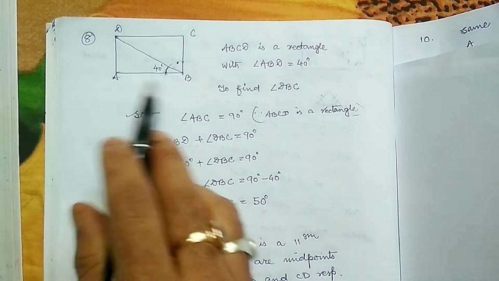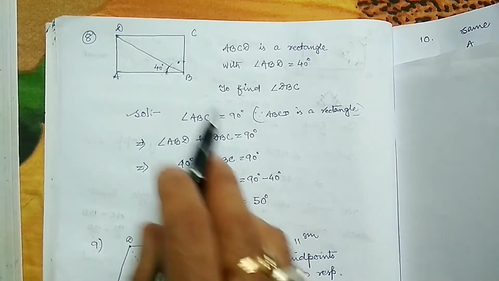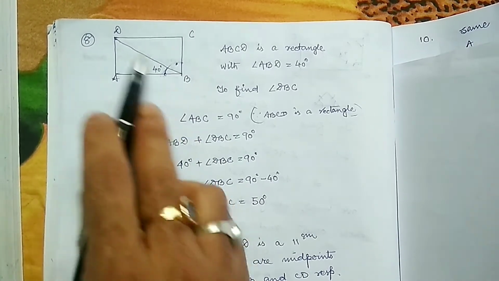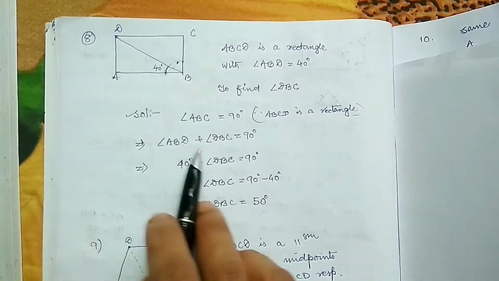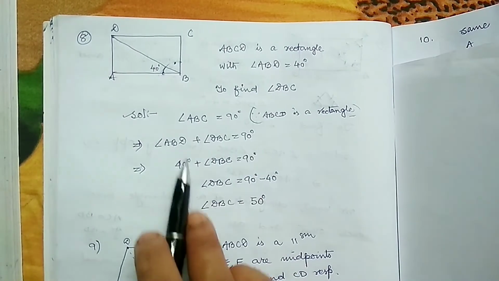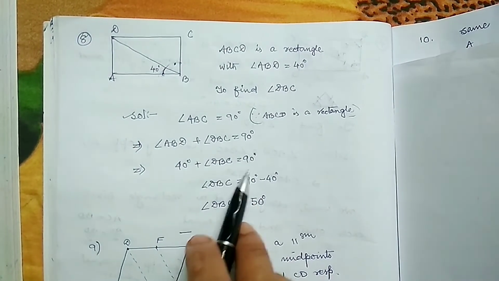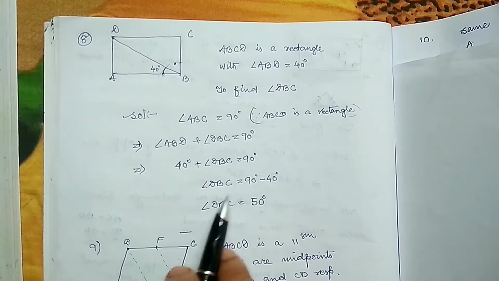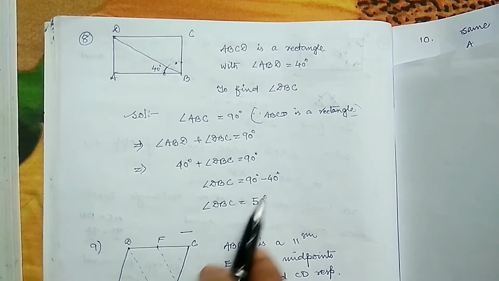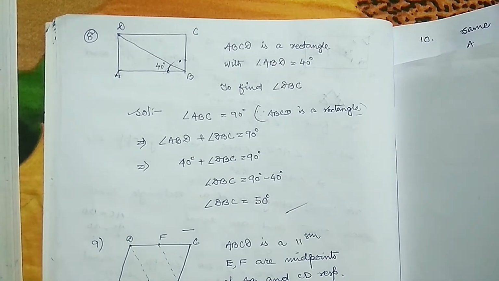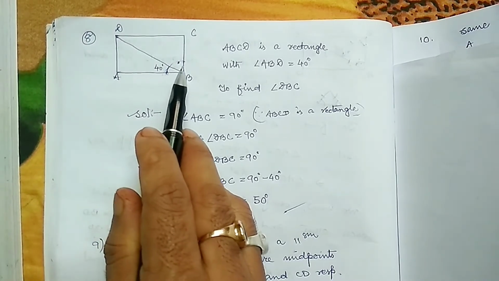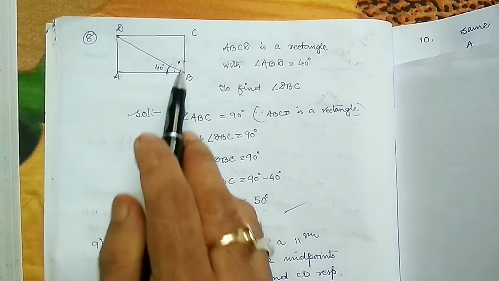So angle ABC equals 90. This angle means ABD plus DBC, the sum of these is 90. So 40 plus DBC is 90, so DBC equals 90 minus 40. Angle DBC equals 90 minus 40, that is 50. So it's quite a simple sum. You just have to use the property that each angle in a rectangle is 90 degrees.